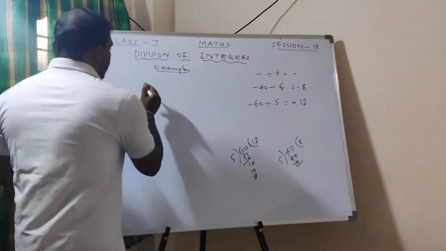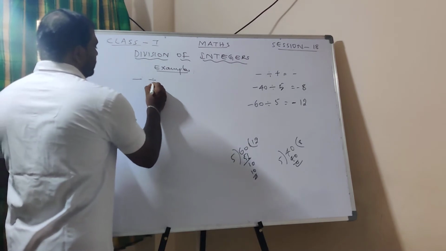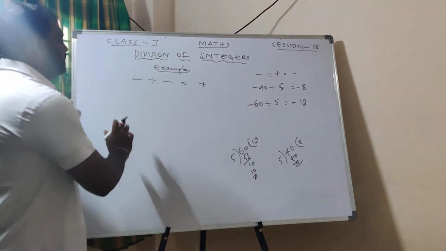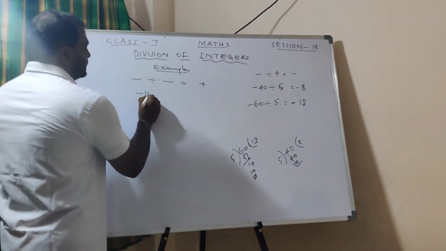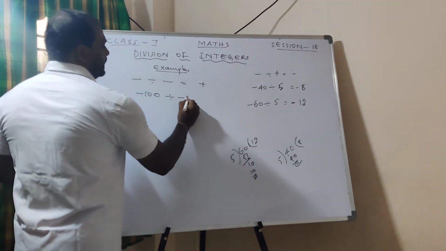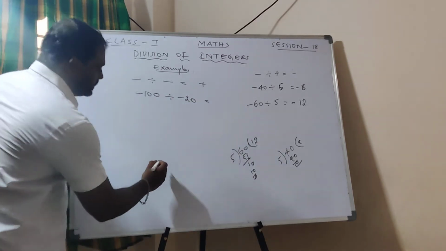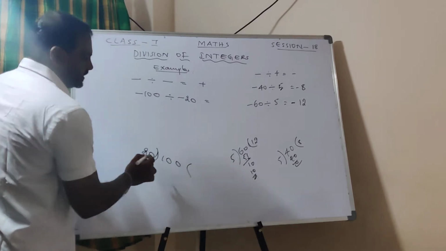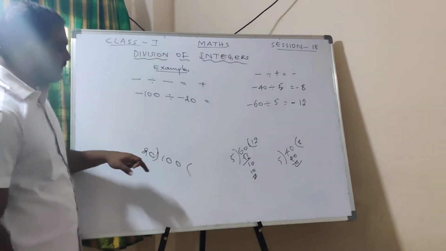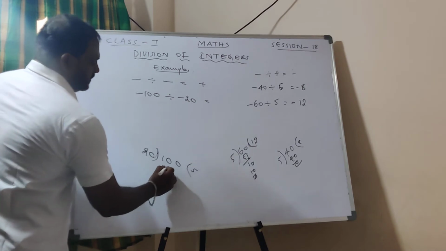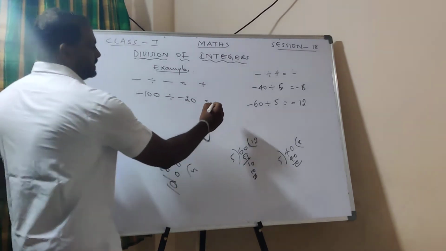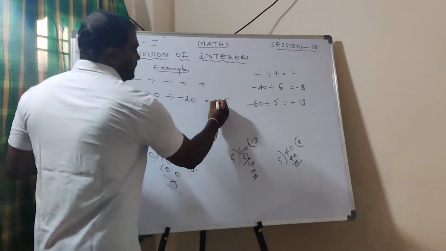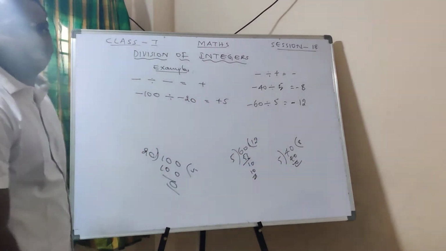And the last one: a negative integer divided by another negative integer, no doubt you will get a positive integer. In this case the best example is minus 100 divided by minus 20. First do the regular division. 20 ones are 20, 20 twos are 40, 20 threes are 60, 20 fours are 80, 20 fives are 100. So the answer is 5. A negative integer divided by a negative integer gives a positive answer, plus 5.